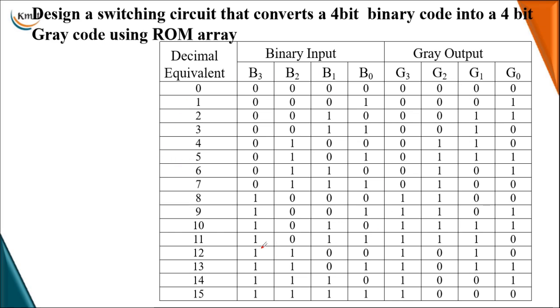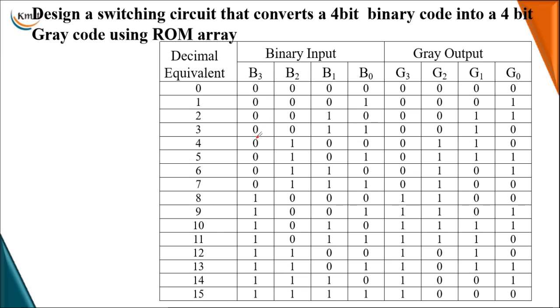So now let me design a 4-bit binary code to a 4-bit gray code. So this is your basic binary input, which starts with 4-bit binary from 0000 to 1111. We have 16 different combinations on your input. For these different combinations of input, we wrote the equivalent gray code. 0000 is 0000, 0001 is 0001. For 2 it will be equal to 0010. So the exclusive OR operation we performed here.